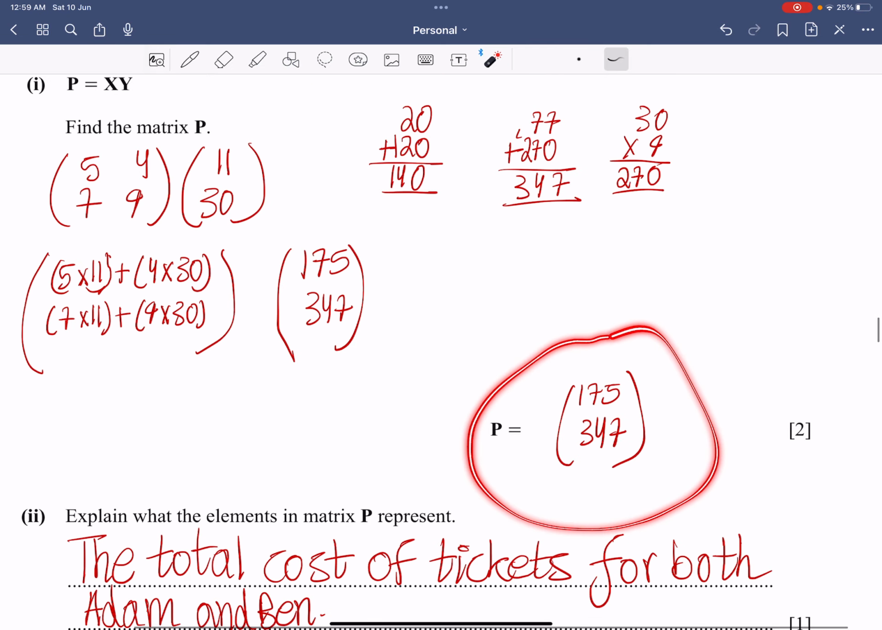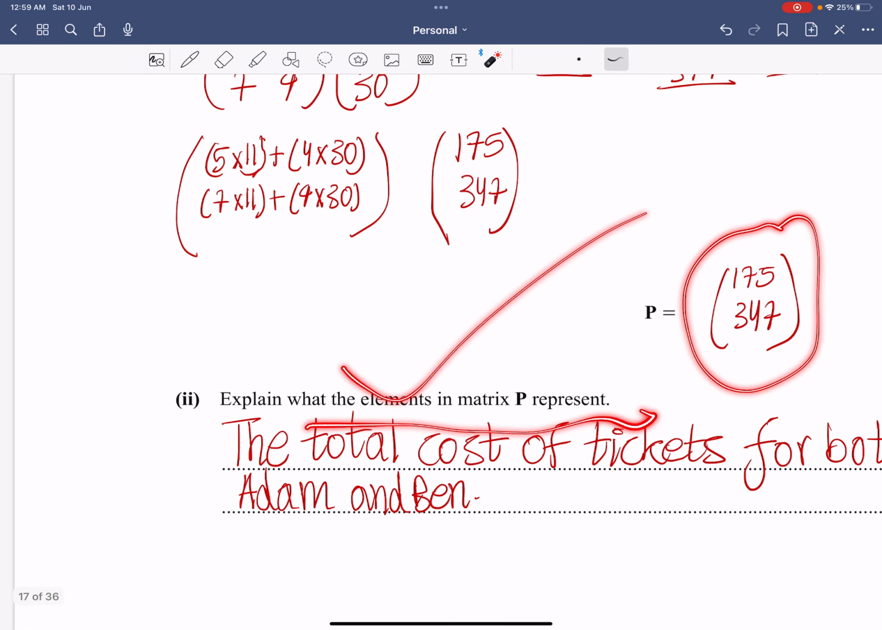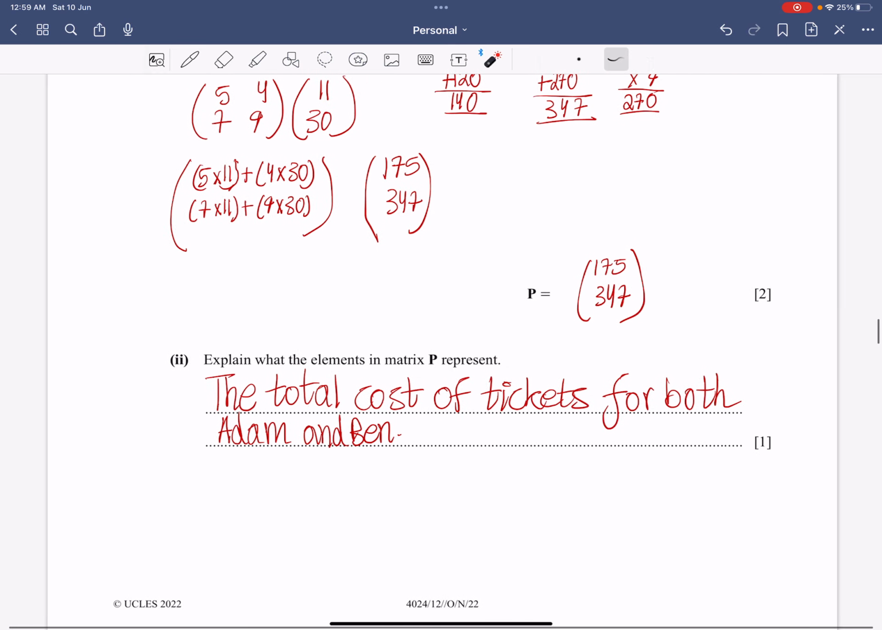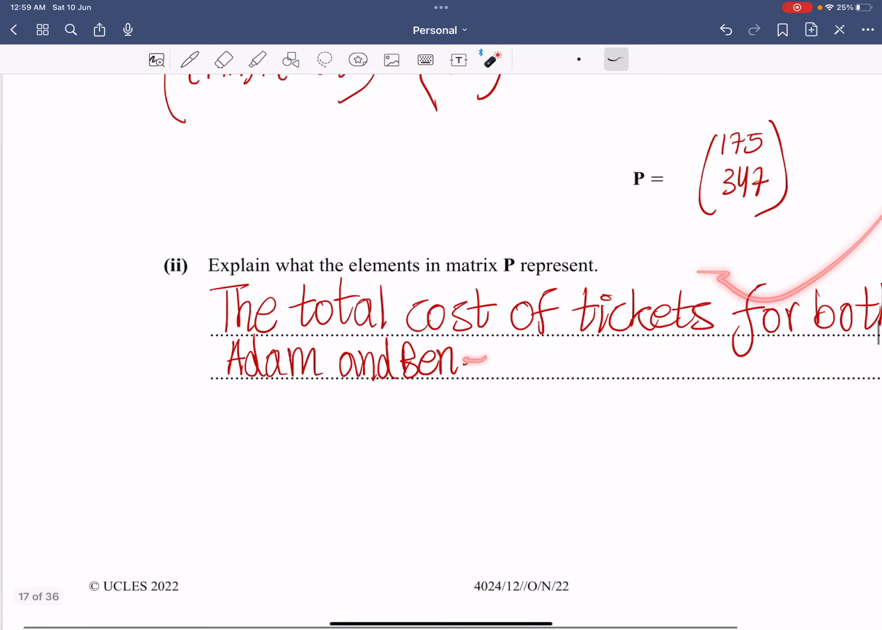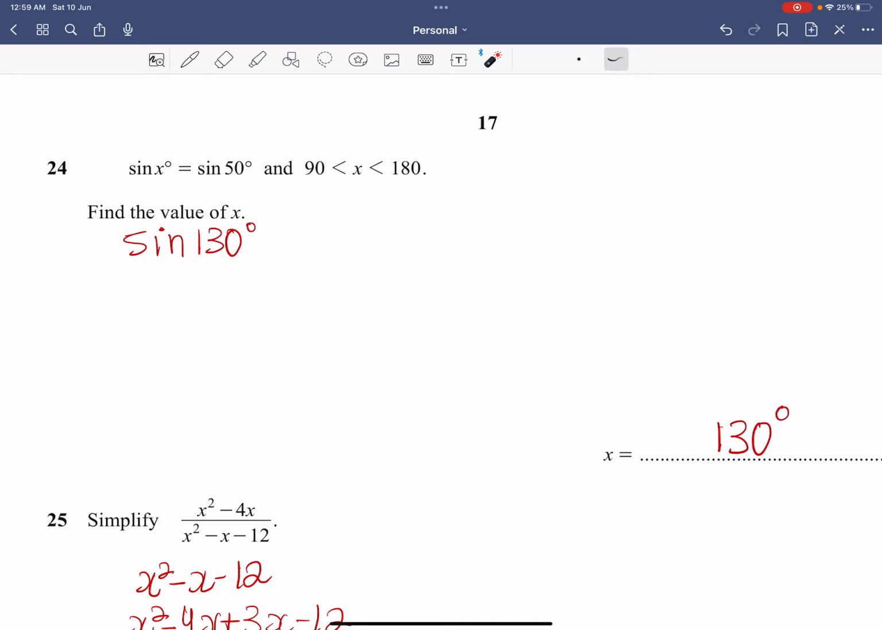which will be your matrix P. Now what does the matrix P represent? What do the elements in matrix P represent? They represent the total cost of the tickets for both Adam and Ben. Fairly easy. Question number 24. This is what I think most students will find difficult, so let me explain it to you.